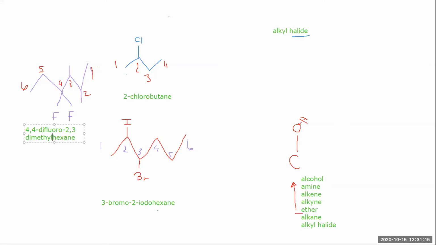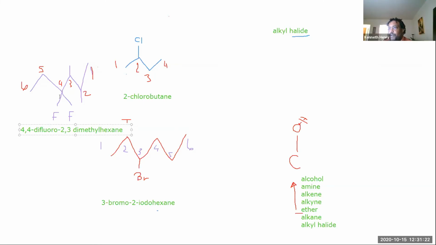Wait, so we list out 4, 4 because there's 2 fluorines? We put 4, comma 4 because it tells me where the fluorines are. They're both located at the 4th carbon. Why did we count from the right and not the left? If I counted from the left, that'd be 1, 2, 3, so my closest substituent would be on the 3rd carbon, whereas if I count from the right, it'll be 1, 2, and my closest will be at the 2 carbon. We want the lowest number.